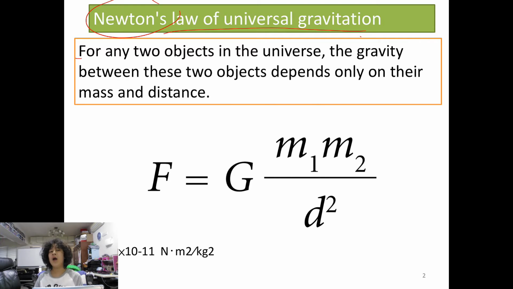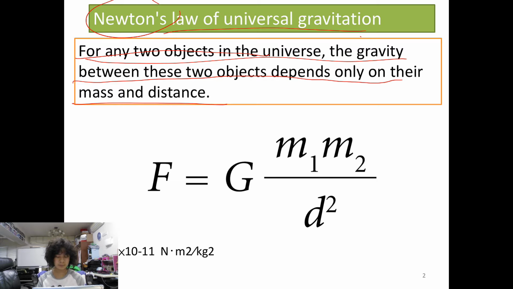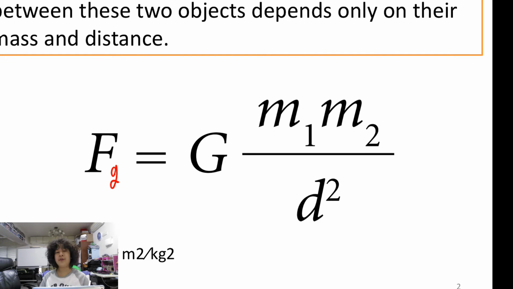For any two objects in the universe, the gravity between these two objects depends on only their mass and distance. What does that mean? So now you can see this equation. The Fg, due to the gravity, is equal to G times m1 m2 divided by d squared. So what does that mean?